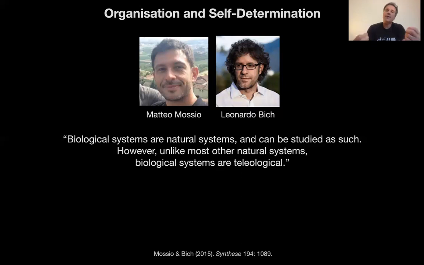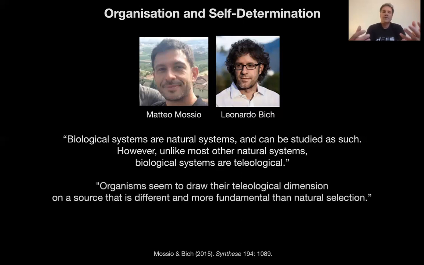And the sort of normativity it includes is connected to the organism's goals, and its main goal, of course, is to stay alive. Organisms seem to draw their teleological dimension on a source that is different and more fundamental than natural selection. So it is not just teleonomy, this apparent teleology that we get from wings having been selected for flight. That's why a wing is for flying. Okay, that's a different kind of teleology here.